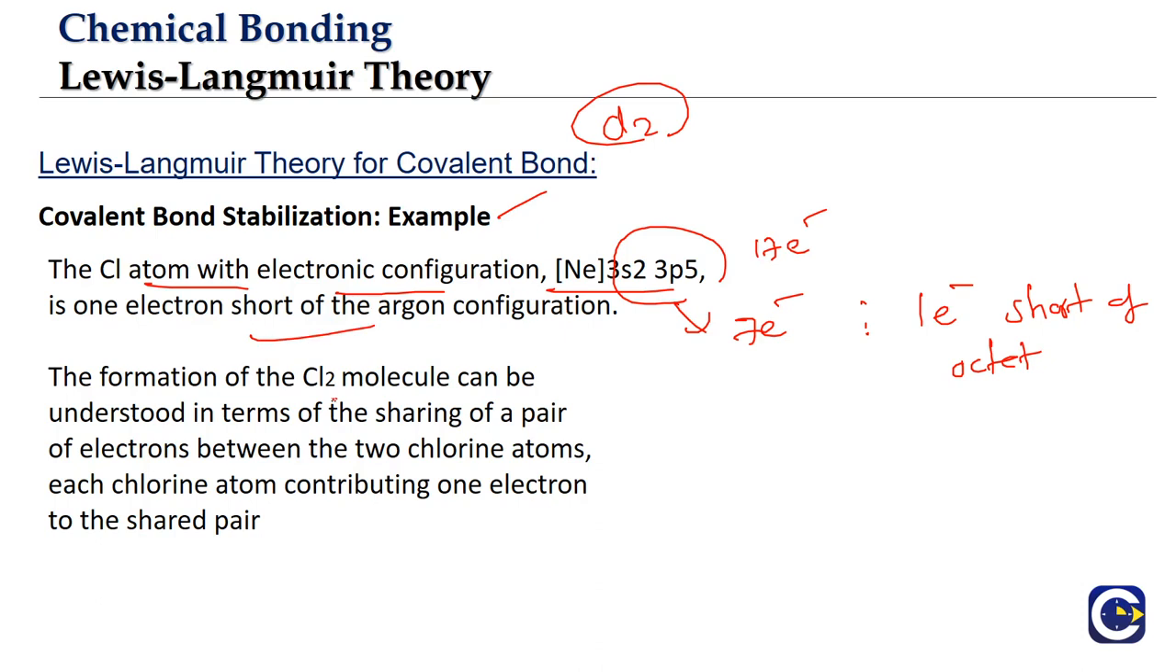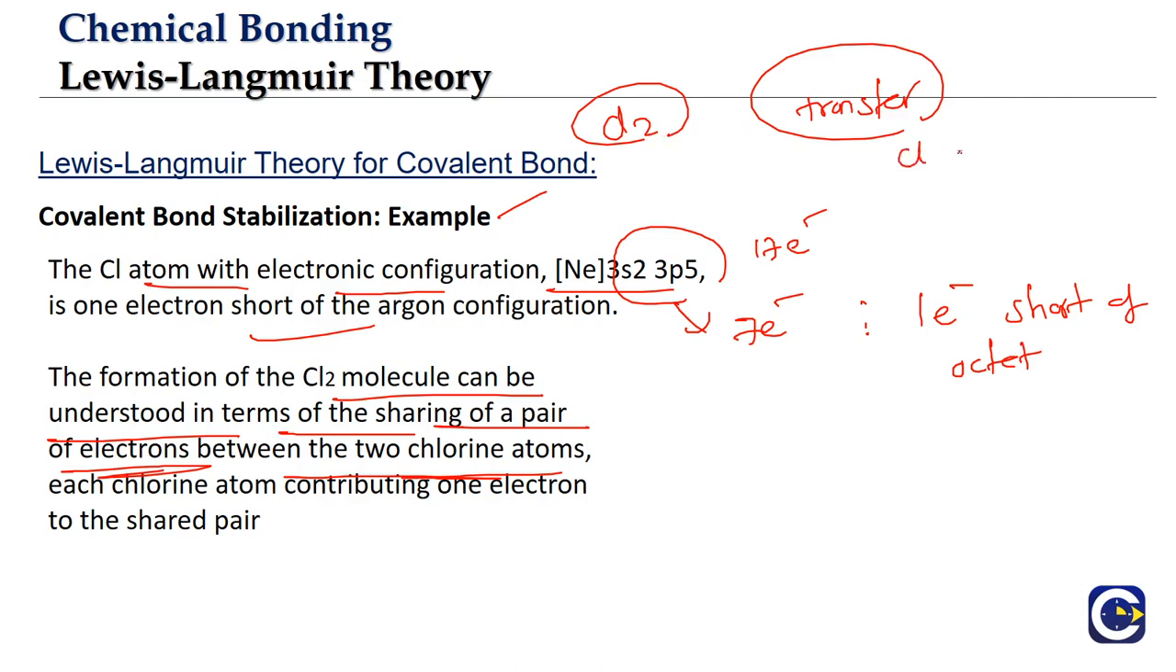So the Cl2 molecule formation, how we can understand this is in terms of the sharing of a pair of electrons between the two chlorine atoms, because here the transfer of electrons will not happen. Why? Because the transfer will be happening from an element which can lose electrons towards an element that can gain electrons. But in this case both are chlorine only, right? So they don't have any tendency to gain and lose; one chlorine cannot be losing an electron towards the other chlorine. So the electrovalent bond theory will not be valid here.